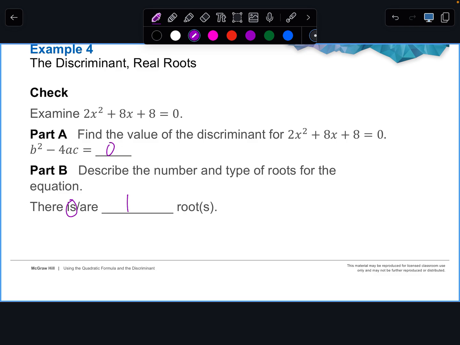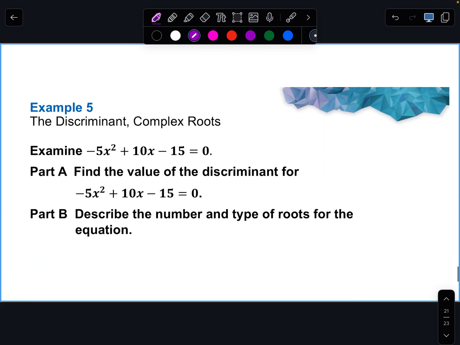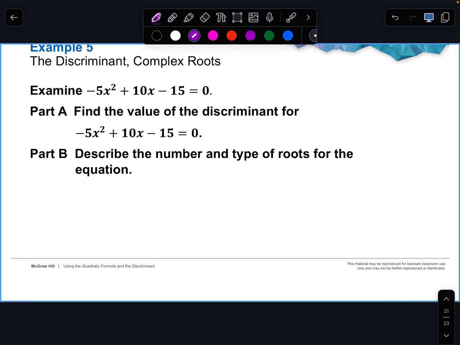Jensen, it's your equation. B squared minus 4AC is what? 0. So that tells me I have one root. So there is one root. Okay, same thing. Find the value for the discriminant and tell me the number and type of roots.